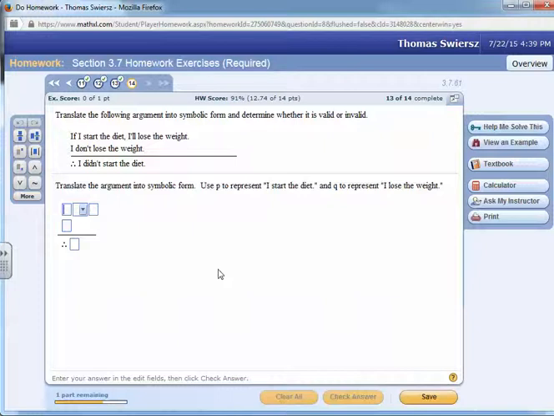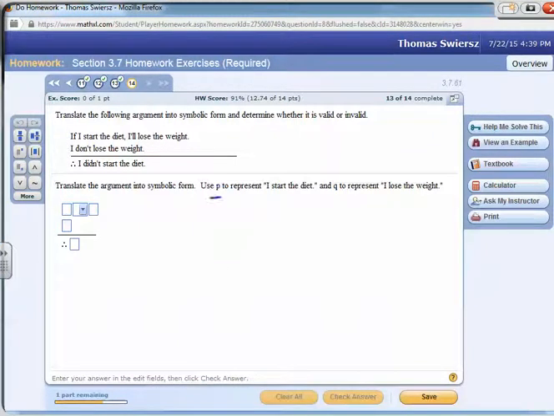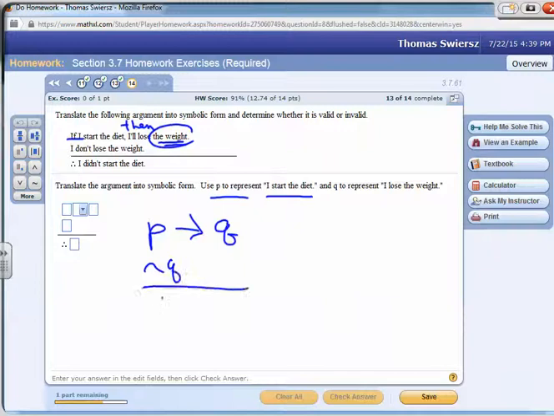Translate the following argument in symbolic form and determine whether it's valid or invalid. If I start the diet, which is P, it tells you that's definitely P, then I'll lose weight. So with the word if, you assume it's an if-then, so the word then, even though it's not there, you assume then I'll lose weight, which is Q, right? P, right arrow Q. I didn't lose weight, which is the negation of Q. Therefore, I didn't start the diet, which is the negation of P.